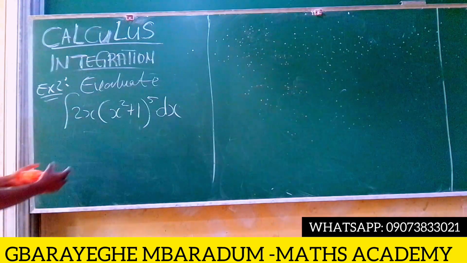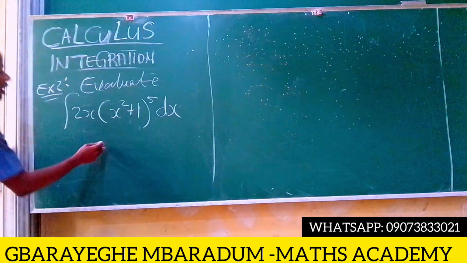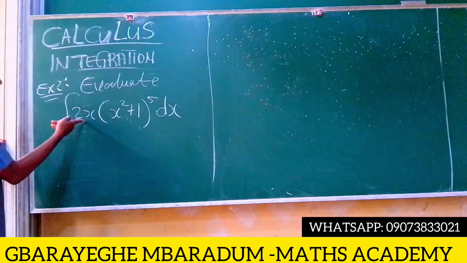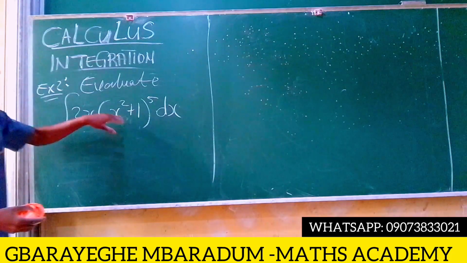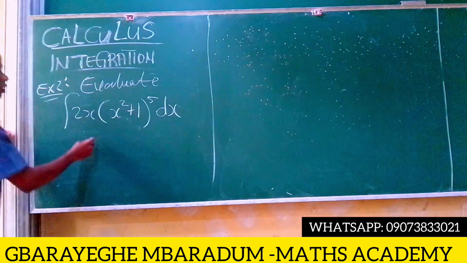Now for us to evaluate this, we are evaluating by the substitution method, right? Now let's look at how to evaluate it. You know that the derivative of this can give us this. That is the simple thing you need to understand. The derivative of the function inside this bracket will give us this. So now let's look at how to solve it. Solution.